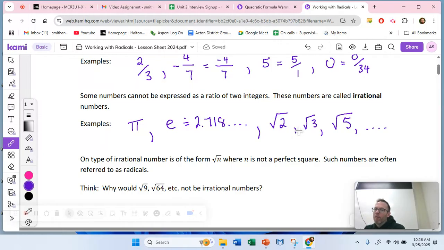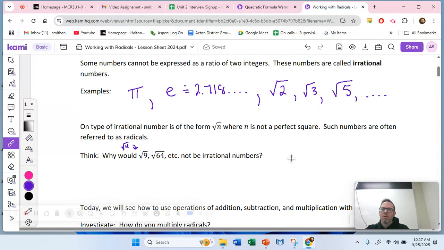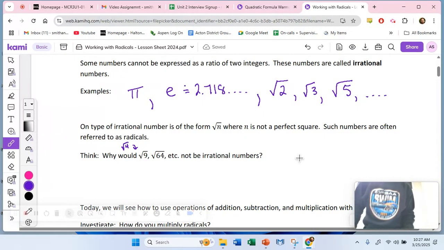Why did I skip over root 4? Why would root 4 not be considered an irrational number? It's a root, like root 2, root 3, root 5. Emily, what do you think? Yeah, the root of 4 is exactly 2, right? Yeah, exactly. And 2 is an integer, which is a rational number. It's not irrational. The root of 9 is equal to 3.